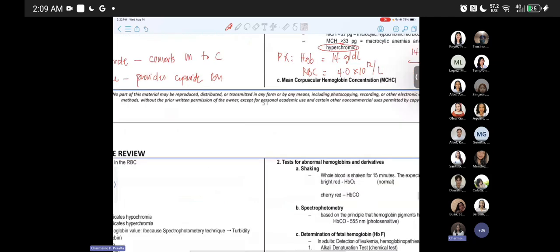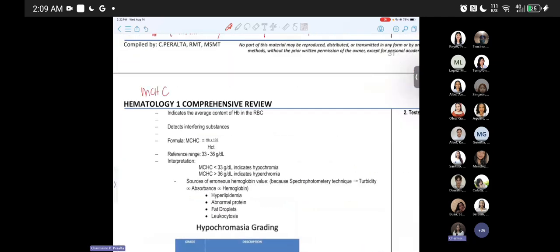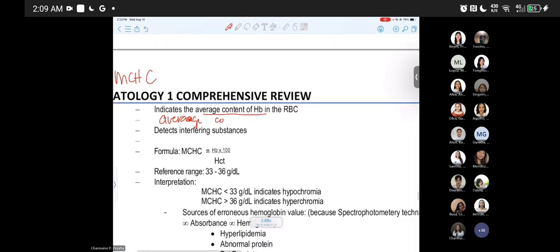Okay, next we have MCHC. MCHC indicates the average content of hemoglobin in the RBC, or the average concentration of hemoglobin in red blood cells. The formula of MCHC is hemoglobin times 100 divided by hematocrit. Specifically, hemoglobin in grams per deciliter divided by hematocrit, because this is hematocrit in percent.